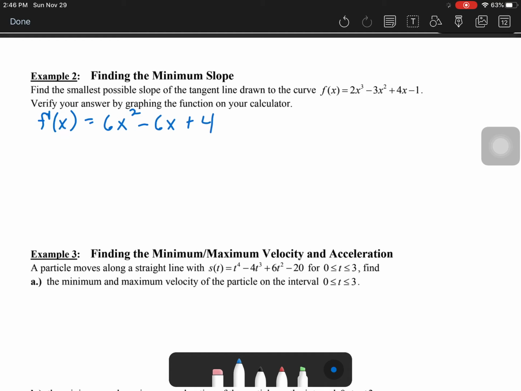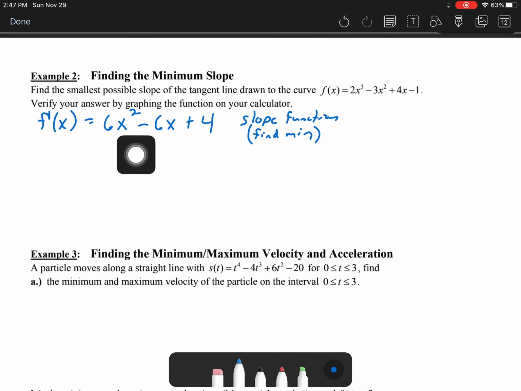So this is our slope function, our slope finder. That's what we've got here. And what we want to do is find a minimum of this. So now it's back to what we were doing before. They're saying find the smallest possible slope. This being our original function, what's the smallest possible slope?